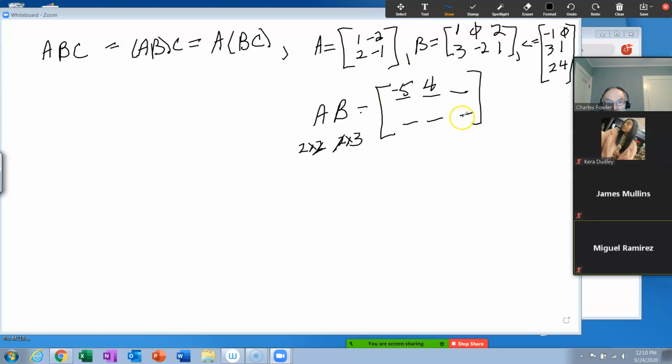The 1, 3 entry here will be first row here, third column there. That would be a 2 minus 2 is 0.